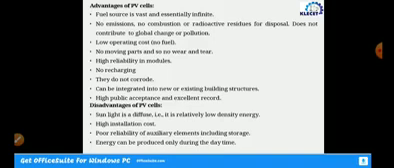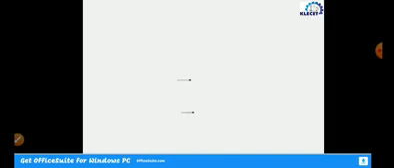Then the high installation cost. Initially, when we are installing the PV panels, the cost is high, and there is poor reliability of auxiliary elements including storage. And the energy can be produced only during the daytime. This is a very big disadvantage. We can produce energy only during the daytime.